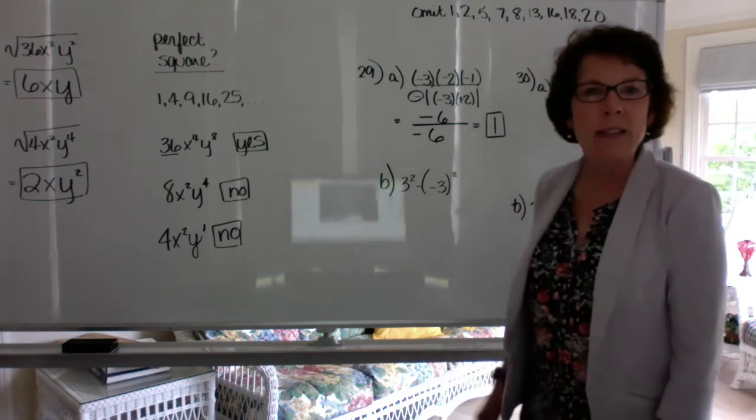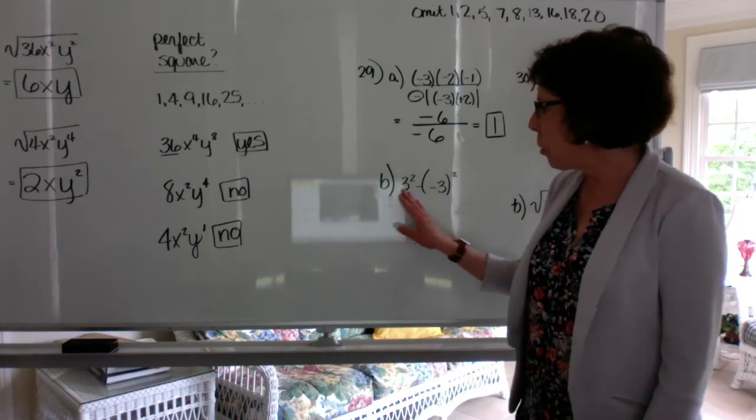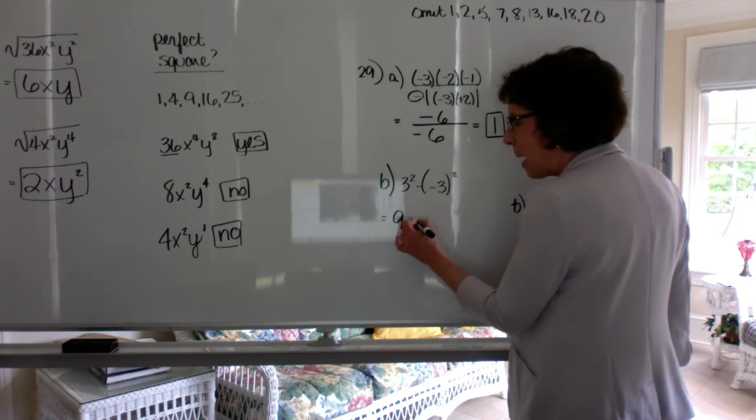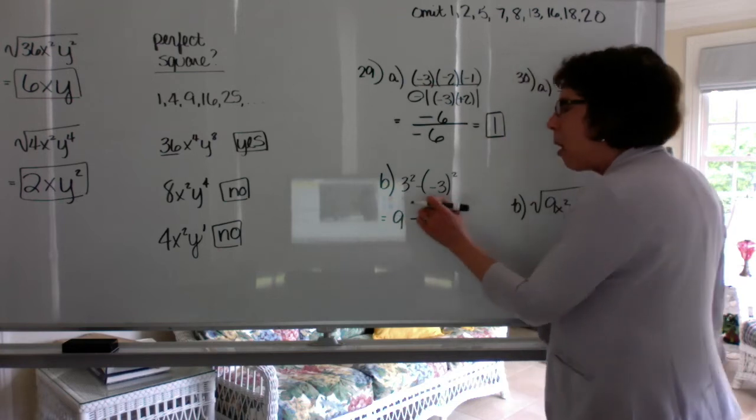Okay, now let's go to B. We have 3 squared. Let's go ahead and simplify that. 3 squared is 9 minus, okay. Now, let me say this.